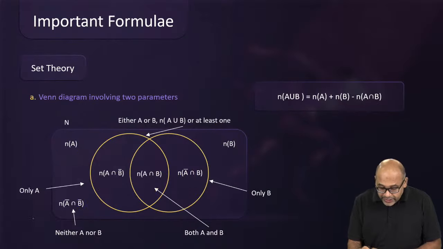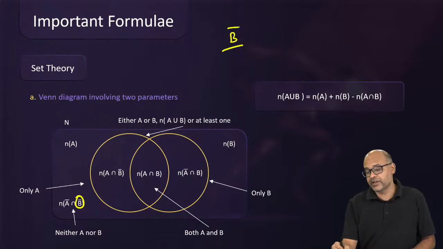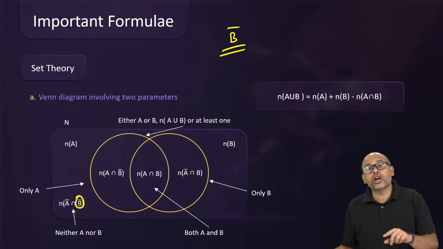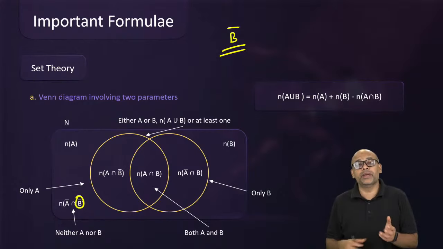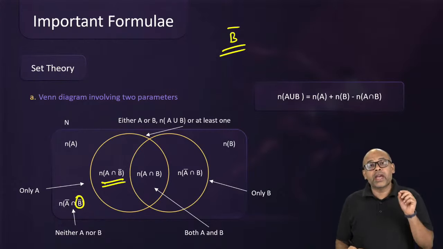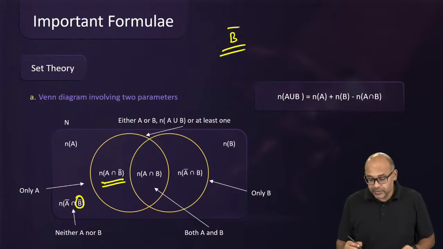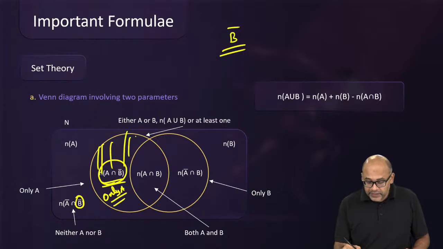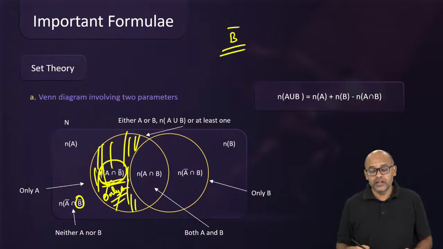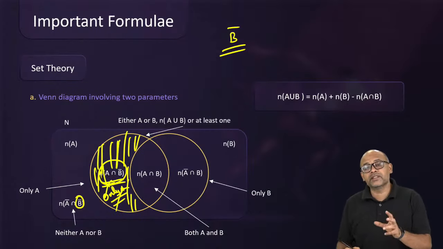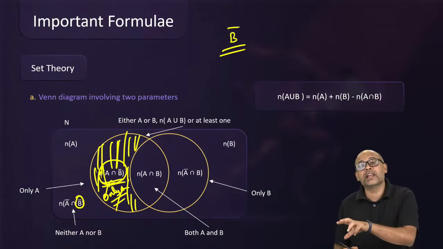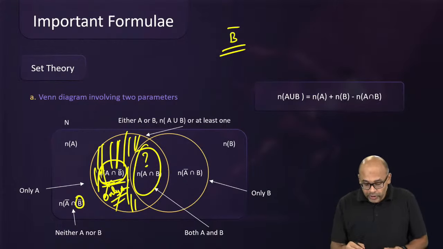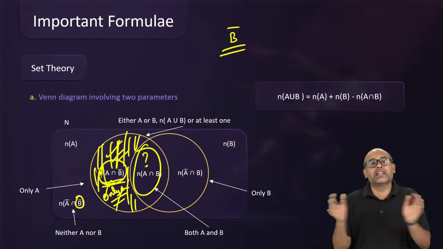Then you have the idea of this bar. What does this bar mean? If I write B dash, B dash basically means things which are not in B. So A intersection B dash means I am looking at only A. The part of the circle that I am shading here represents only the portion of A which is not a part of B. So this entire thing is not there, and you are not talking about it. You are only talking about the part which is only A, nothing else in it.